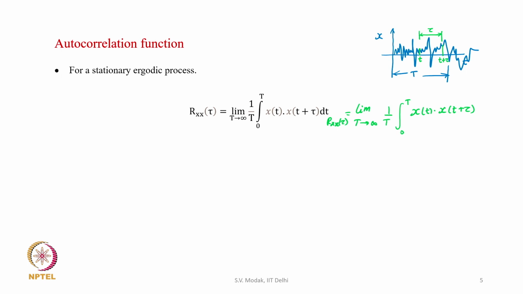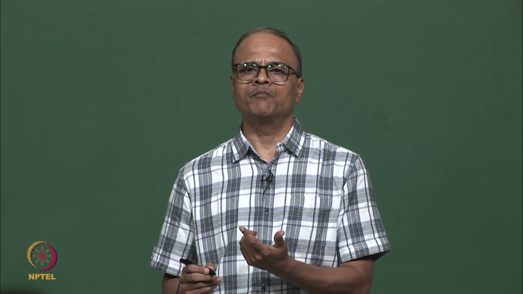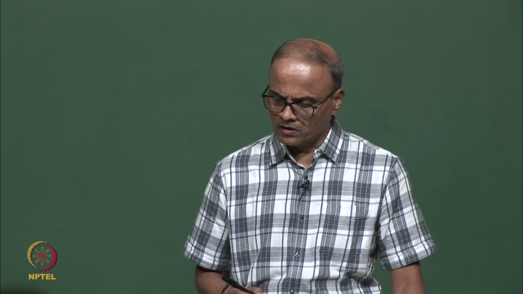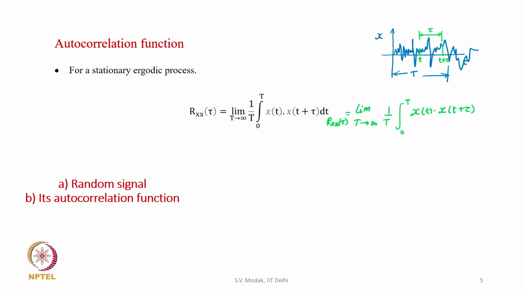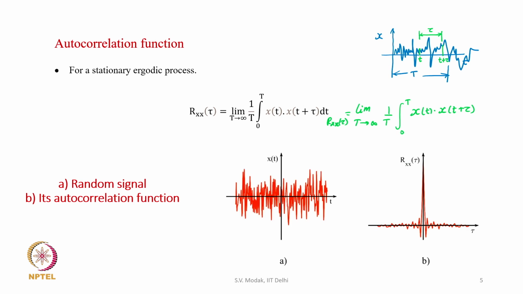So, this is the origin of this expression. The autocorrelation function tells the correlation, the degree of similarity between samples of the signal separated by time lag tau. And if tau is varied, then obviously the value of the autocorrelation function will change. So, let us take an example of a random signal, and see what is typically the autocorrelation function of such a signal. Let us look at a random signal and its autocorrelation function.